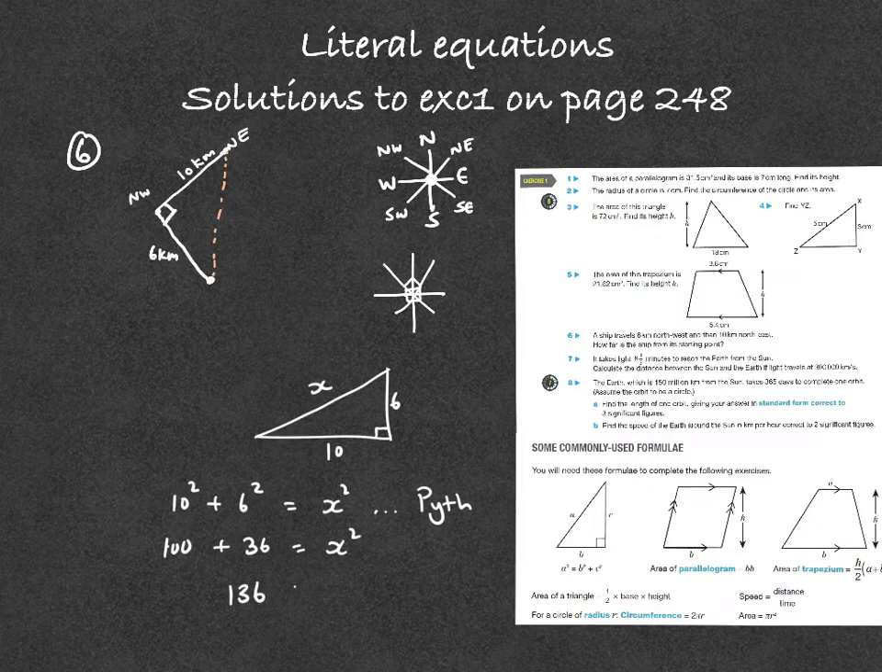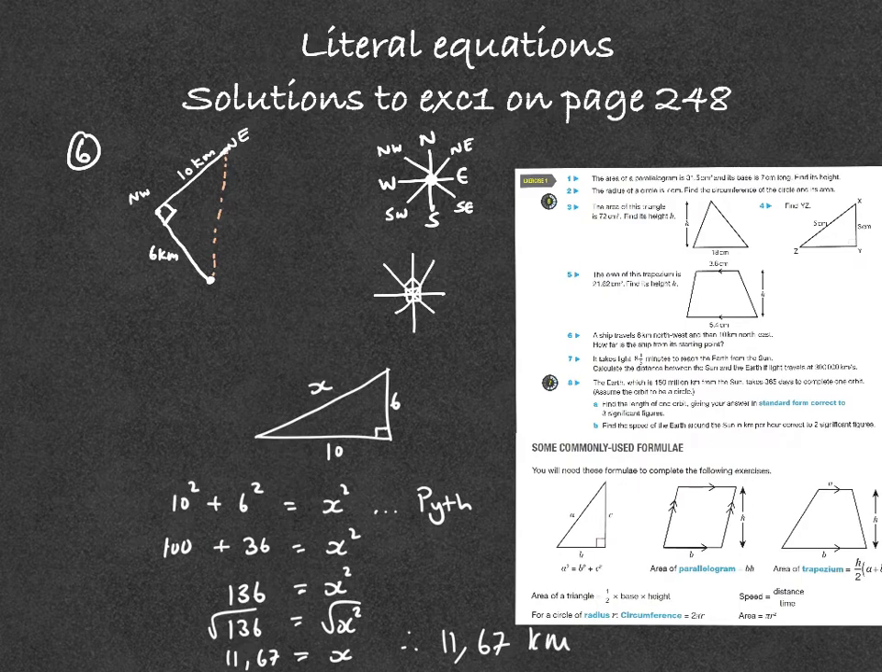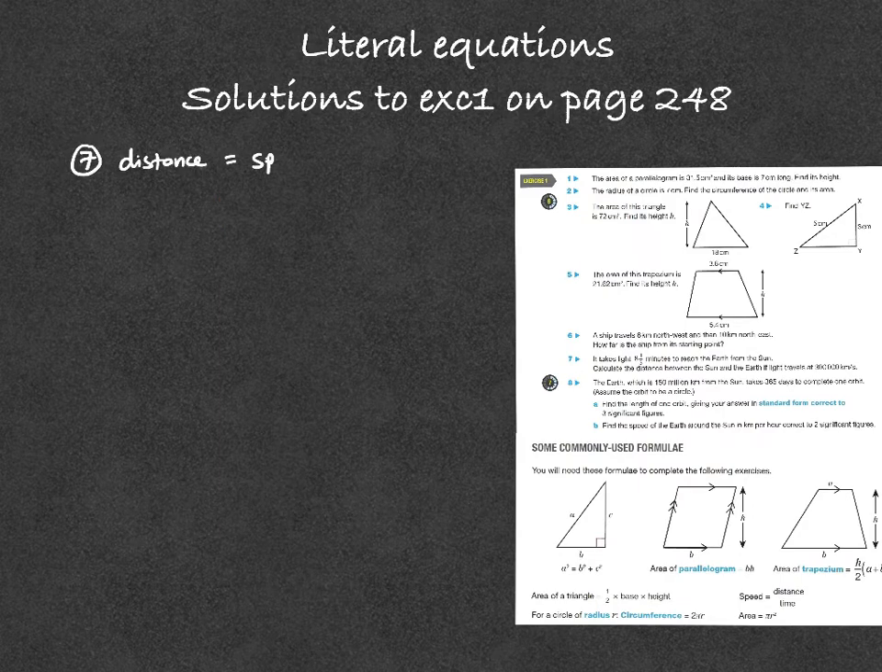100 plus 36 is equal to x squared. 100 plus 36 is 136. And so what's the opposite of squaring? Square rooting. So you square root on both sides. And what's the square root of 136? That is equal to 11.67. So that means the ship is 11.67 kilometers from home.